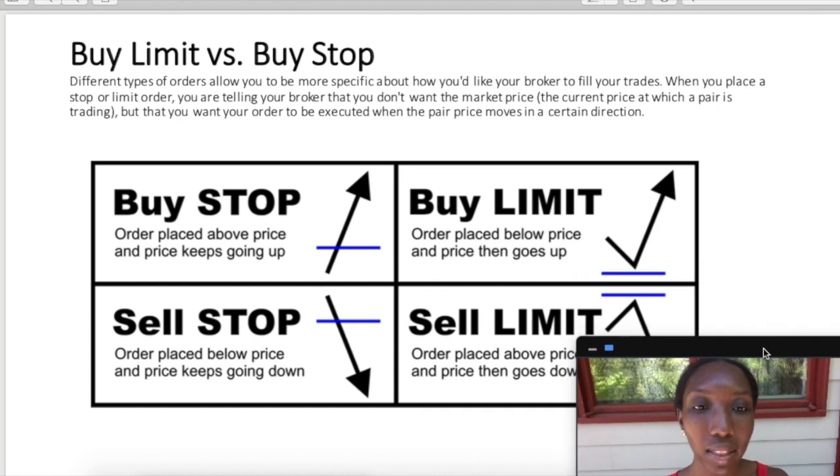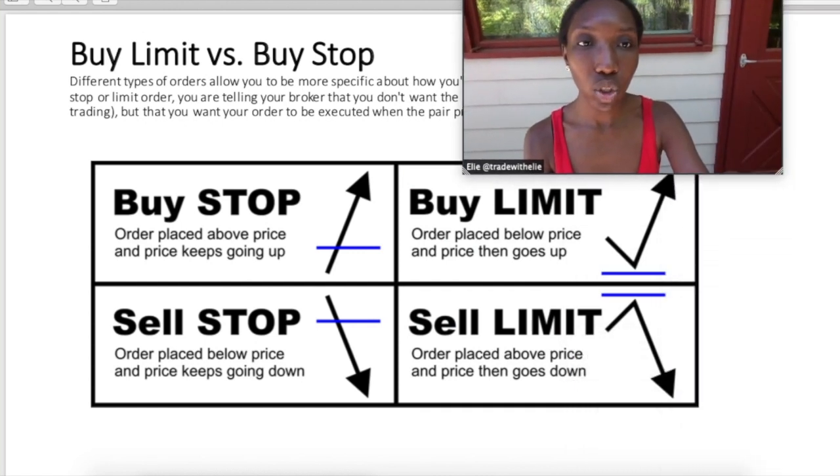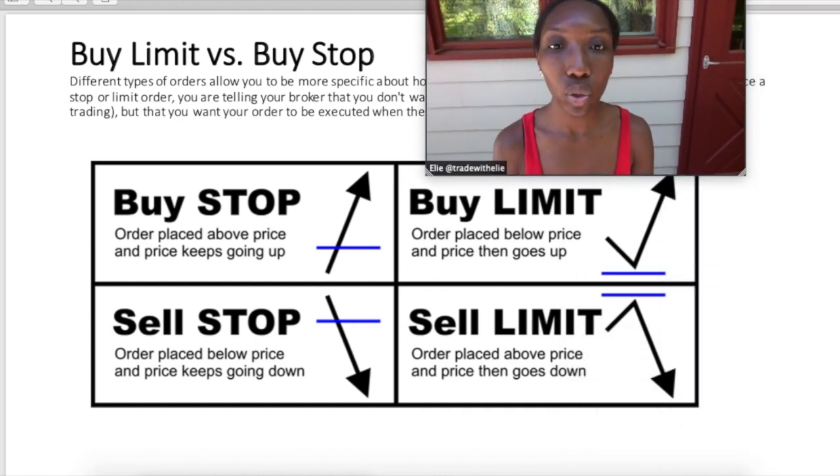When you're using a limit order, you're expecting price to change its direction at some point before going in the right direction.